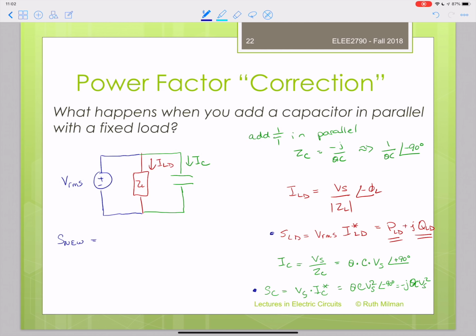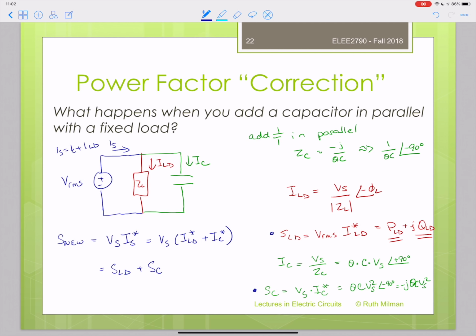Well, this is simply equal to the voltage at the load times the current through the load, which is IS, in complex conjugate. Well, if you think about this, that's straightforward. IS is equal to IC plus the original load. So what is this new power going to be? This is just equal to Vs times the load in complex conjugate plus the capacitor current in complex conjugate. But hey, if you take a look at this, this is just the old loading plus the new capacitor.